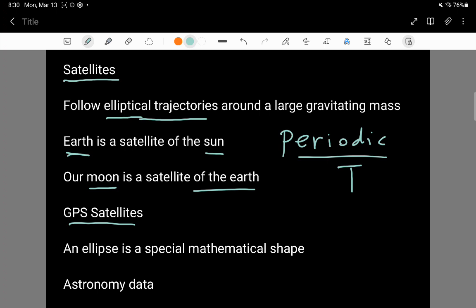A different example is the moon, which is a satellite of our Earth. It takes around 28 or 29 days for the moon to go around the Earth. So the moon's periodicity is about 30 days. That is, the moon's year is 30 days long. And GPS satellites can have different periodicities.